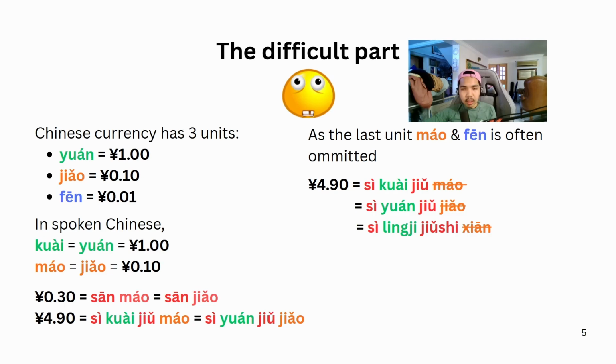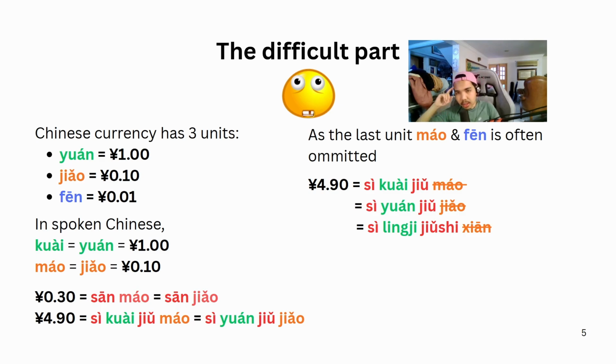And in some cultures as well, in spoken Chinese, kuai is like a buck, and it also roughly translates to yen. And mao is jiao. So 10 cent also means mao. So as you can see in the example, 30 cent is san mao, which also translates into san jiao, as well as 4.90 yen is 4块9毛, which also can mean 4 yen and 9 jiao.